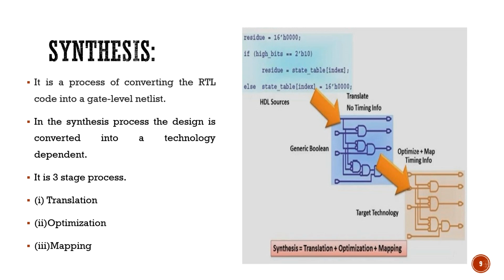What does this target technology represent? The target technology can be any one of the foundry designs. That is, it can be 45 nanometer or 90 nanometer or 80 nanometer, whatever it might be. So optimization and mapping represent the conversion of a Boolean logic to a target technology that is available in your design. So synthesis covers translation, optimization and mapping.